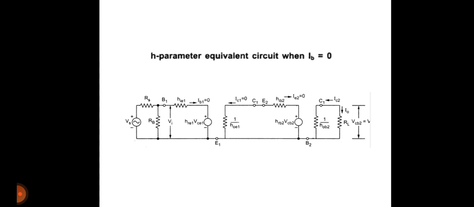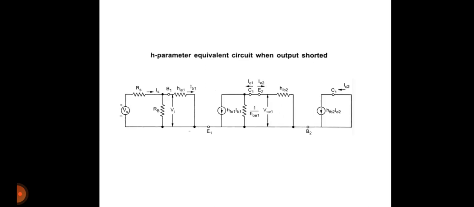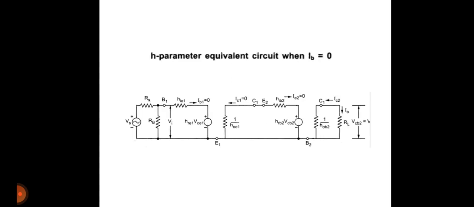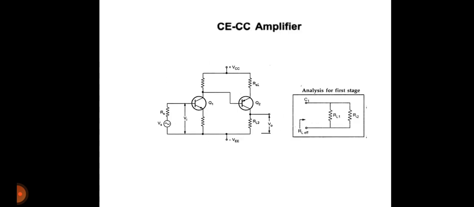So when output is shorted, this is the circuit. So here when output is shorted, current is shorted, that is IB equal to 0. So next combination is CE-CC amplifier. So analysis for the first stage. Okay, start with the second stage in the same way how we analyze.